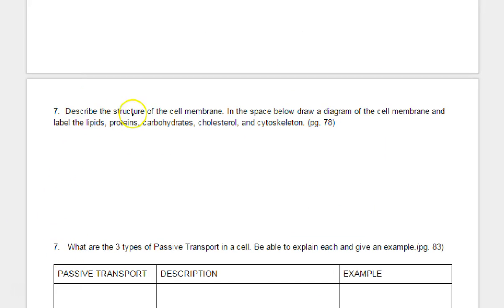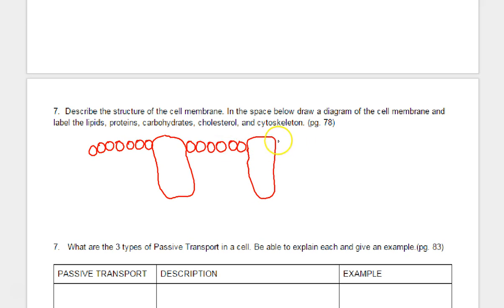All right, next one: describe the structure of the cell membrane. So the cell membrane is going to have phospholipids that encase most of it. They're going to have some proteins in them, some of them for structure, some of them for signaling. So we might have a protein here for signaling. And then you're going to have some for transport. And they're going to have what we call a transport channel.